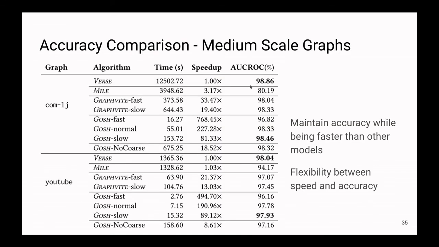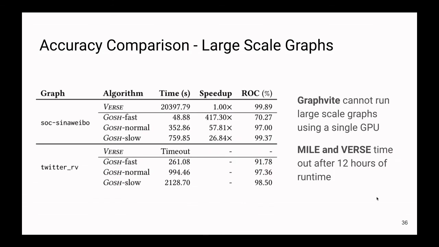Here, we show the medium scale graph comparison between other tools. We maintain the accuracy while being faster than the other models. And also, with our fast, normal, and slow version, we show flexibility between speed and accuracy. For large-scale graphs, we can only show the result of Verse on sockets available. This is because Graphite cannot run large-scale graphs using a single GPU, and Mile and Verse time out after 12 hours of runtime.